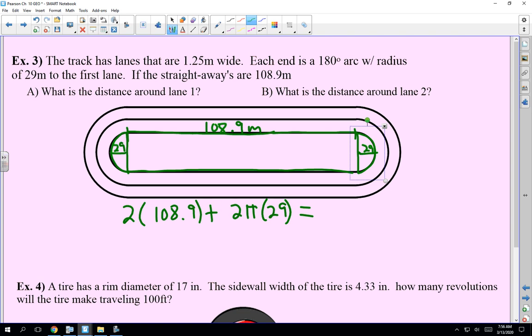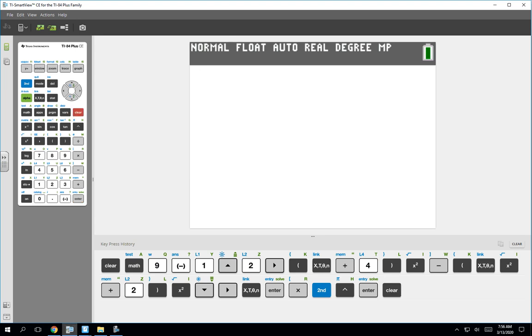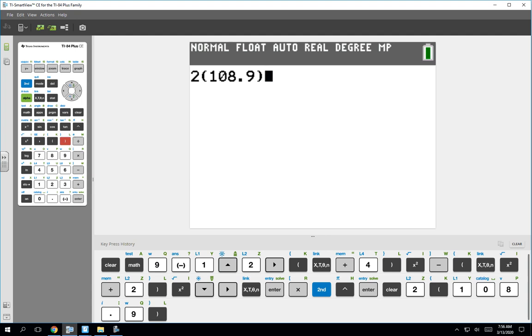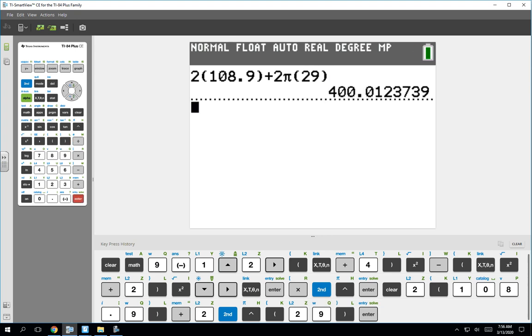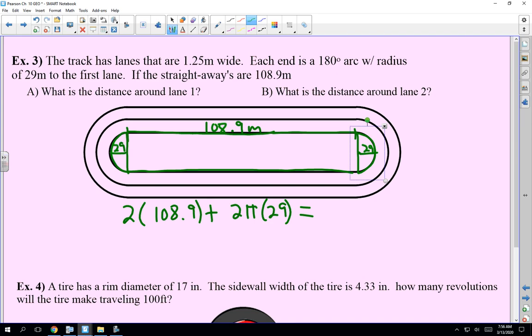So we go to our calculator here. We've got 2 times 108.9 plus 2 second pi and then 29, and that gives us about 400 meters, which is what we knew it to be. That's around the innermost lane, lane number 1. So about 400 meters, pretty close to 400 meters right there.